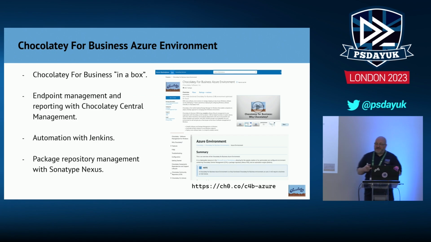So Chocolatey for Business Azure environment is effectively Chocolatey for Business in a box. It puts that Chocolatey Central Management, so that's got the reporting and the deployments on there. It's got automation with Jenkins in there, so that automatic internalization of packages, for example. As I said, you can use what you want, but we've put Jenkins in there, so it kind of gets you started. And the package repository management with Sonatype Nexus as well. All of that is in that one Azure Marketplace offering.